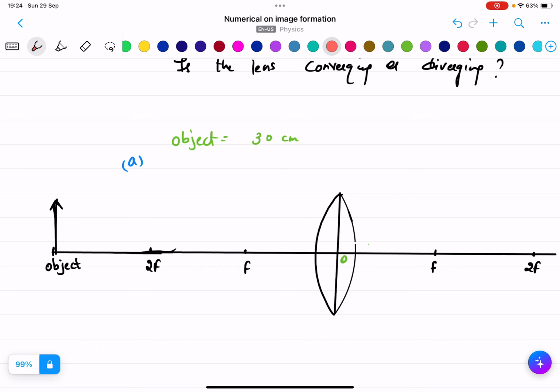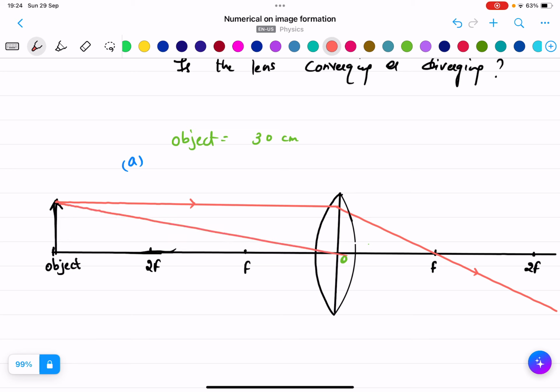So what is the first rule? We need to construct a ray diagram. The first rule is any ray which is parallel to the principal axis will pass through the focus. So this ray will pass through the focus like this. Second rule: I'm just constructing an arrow like this, and any ray which passes through the optical center will pass as it is. So this will pass through as it is.